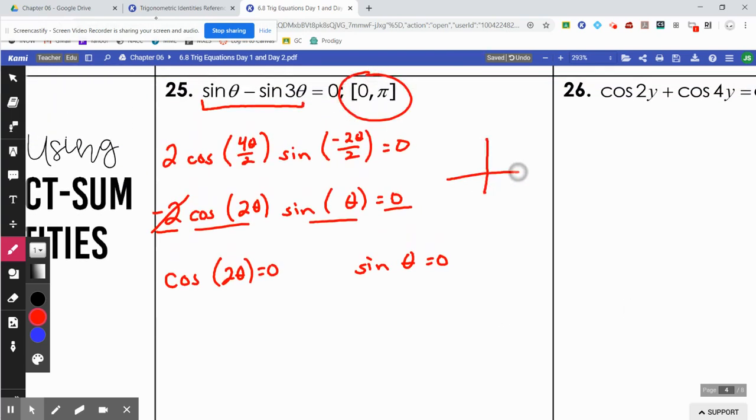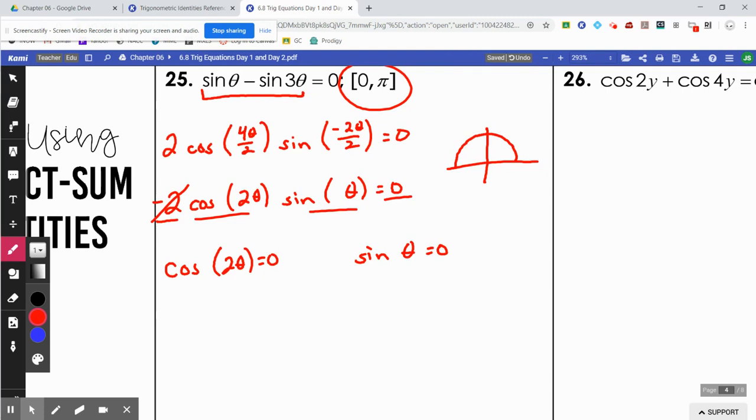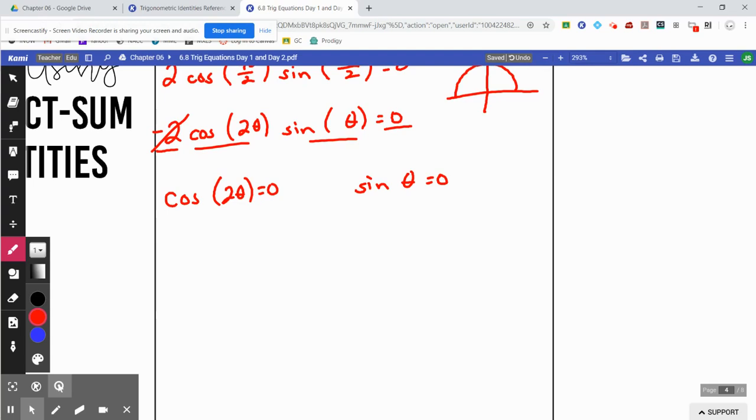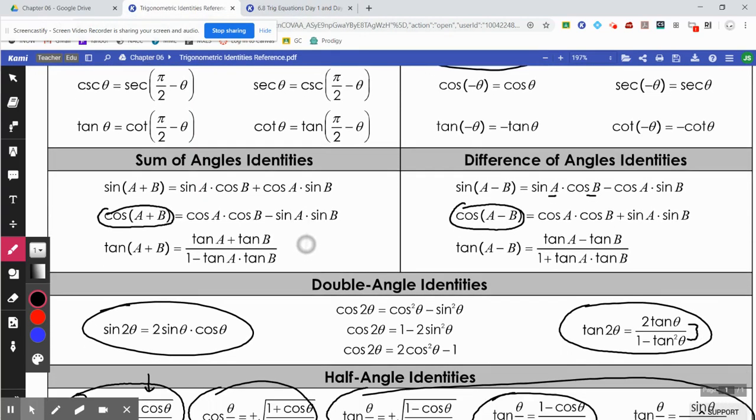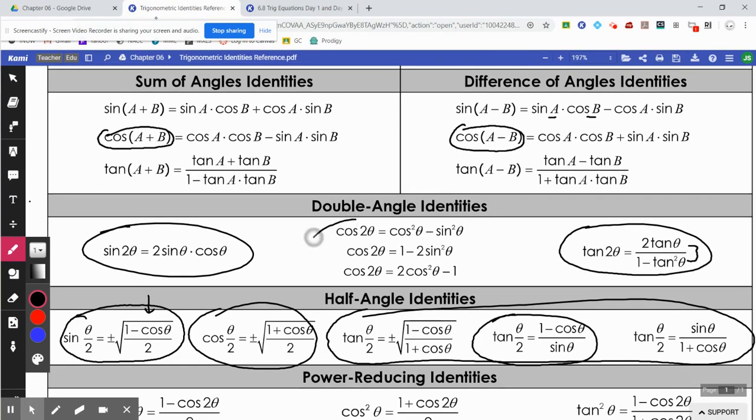So let me sketch out that from here to here. Everywhere that either cosine of 2 theta is 0 or the sine of theta is equal to 0. Now, since I have the cosine of 2 theta, we can go back and use any of these identities to change that to something else. I definitely would not use this because it combines sines with cosines, but any of the other ones would be fine. I'm just going to replace it with this, 2 cosine squared minus 1.